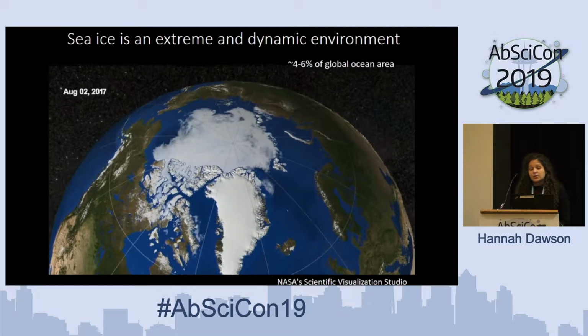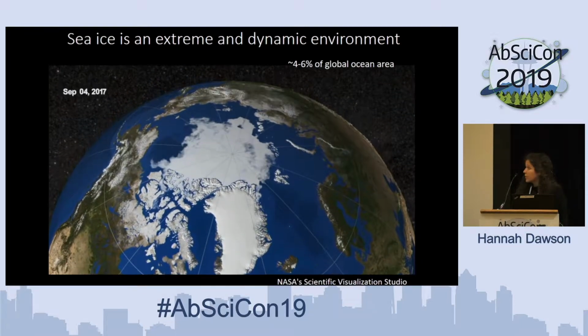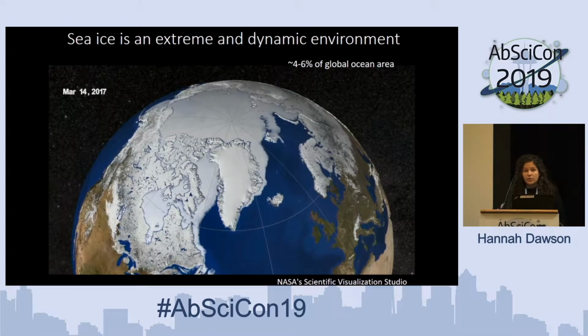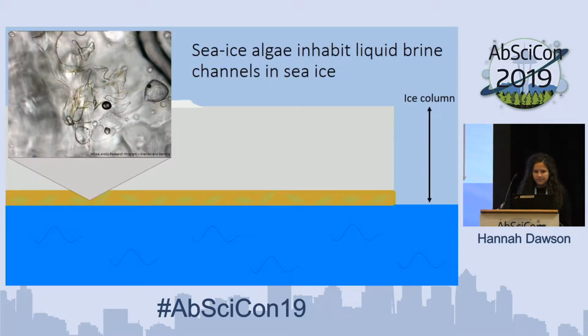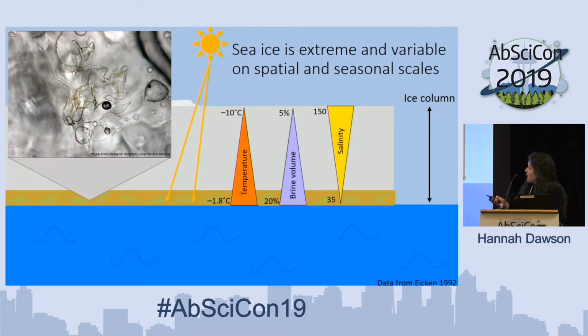So sea ice is an extreme and dynamic environment here on Earth, with 4 to 6% of the global ocean area being covered by sea ice depending on the time of the year. And despite being a relatively harsh environment, a number of organisms have been able to exploit this habitat. And one of these organisms are sea ice algae, which are single-celled eukaryotic photosynthetic organisms that can live within the liquid brine channels formed in sea ice surrounded by a freshwater ice matrix. So here I'm just showing you an example of sea ice diatoms inside of a brine channel.